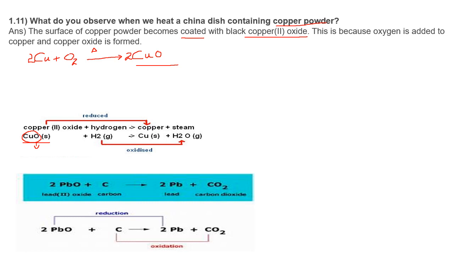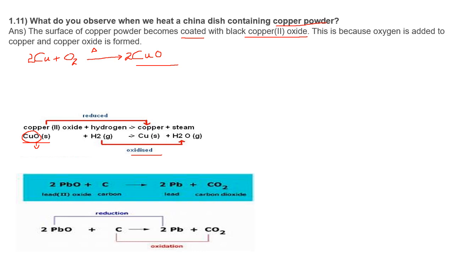And what do you mean by loss of oxygen? Loss of oxygen means copper oxide is reduced, right? Loss of oxygen means reduction reaction. Loss of oxygen or gain of hydrogen is a reduction reaction. Here if we see hydrogen, hydrogen is gaining oxygen. Okay, so hydrogen is getting oxidized and copper oxide is getting reduced, right? So oxidation and reduction reaction are taking place simultaneously. So these types of reaction are known as redox reaction.